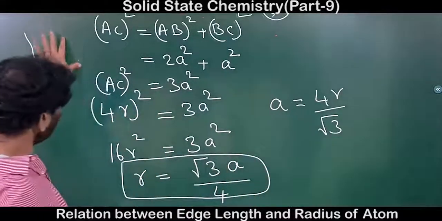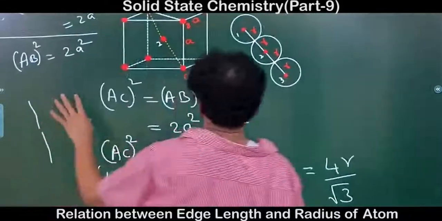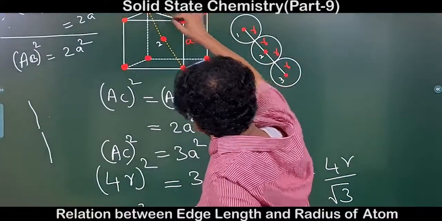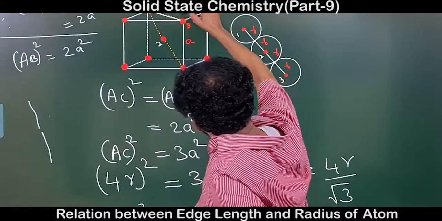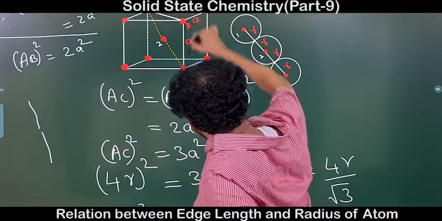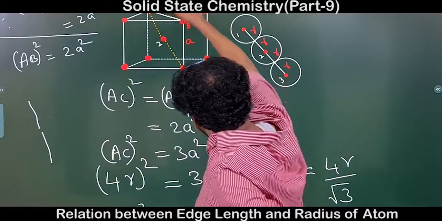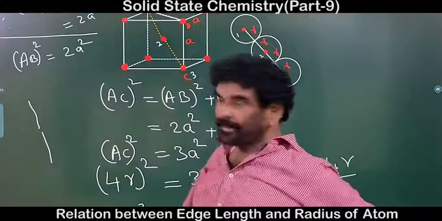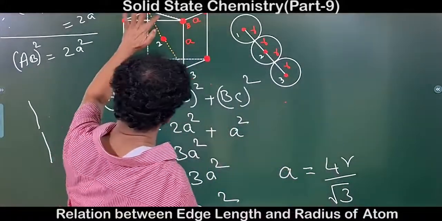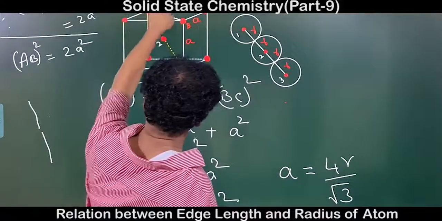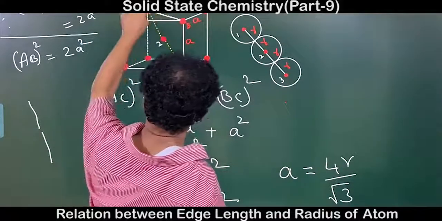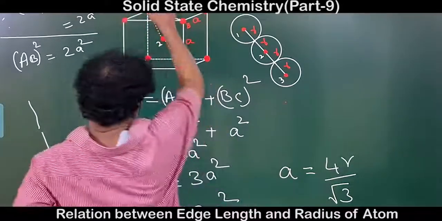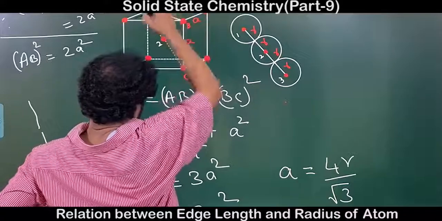Here one thing: this is not the right angle triangle. You see here, this is the right angle triangle, but its length is not equal to a. This length is equal to a, but its length is not equal to a. Therefore, the length between a and b is evaluated from this right angle triangle. This is the hypotenuse of the face center.